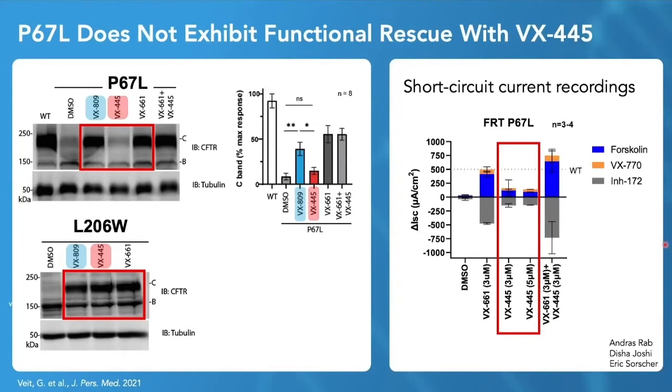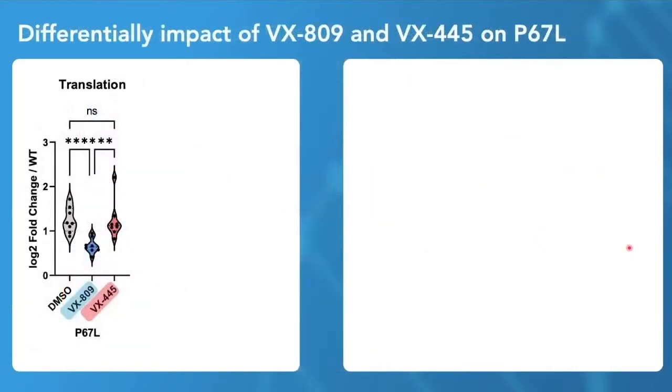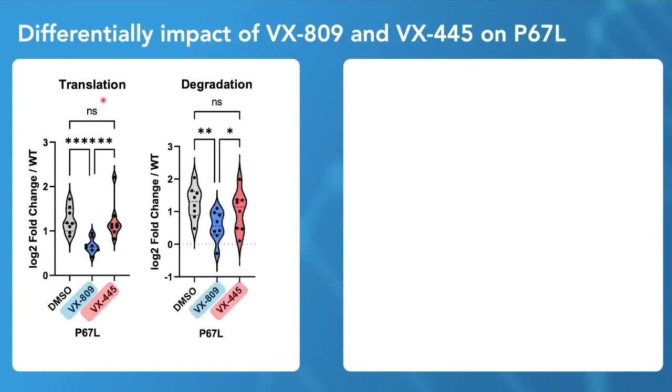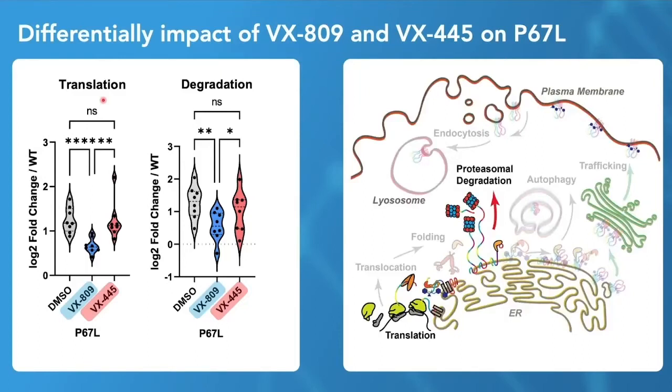This, of course, again raised the question, what proteostasis factors mediate this divergent response? So Min-Soo also carried out the interactome profiling and actually discovered that VX445 does not reset even early translation pathways for P67L. And again, also degradation pathways are differentially impacted by these drugs. Min-Soo is now following up on some of these hits to identify distinct factors that may be important for the response.